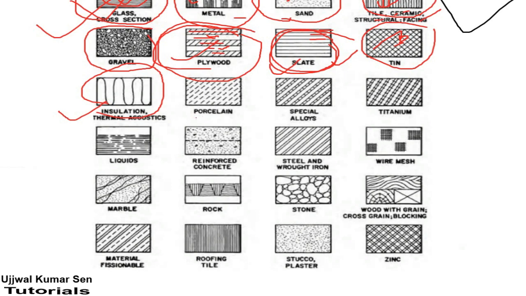Now the next one is what? Porcelain. This one is also important, just like inclined but a dash line is there. Special alloys. Alloys are very important, guys, in terms of strength, in terms of look, and there are many special qualities alloys are having. That's why nowadays we are looking more toward alloys, right?